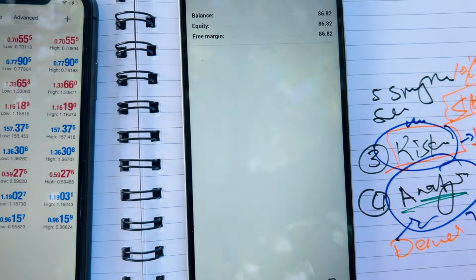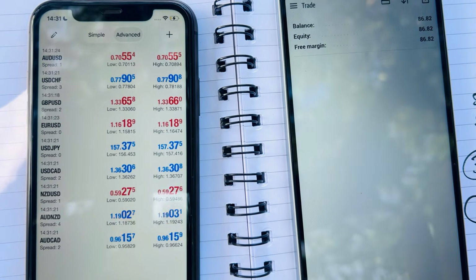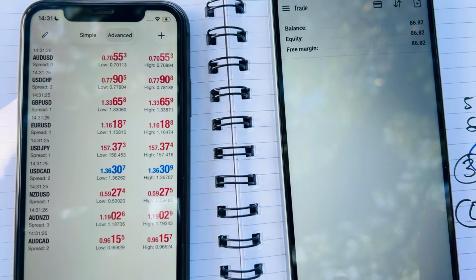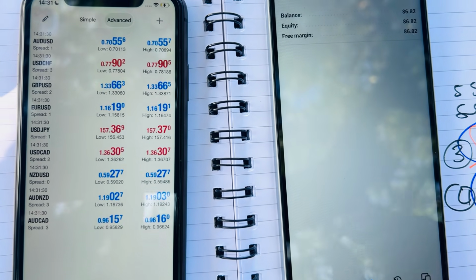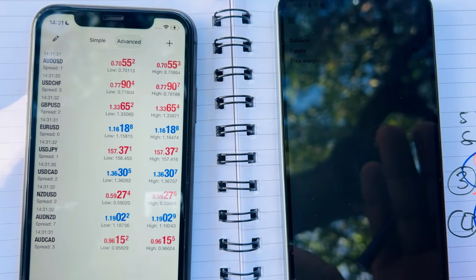I trust you understand. So this is the only way for you to actually manage and be able to trade if you've been losing money in the market.